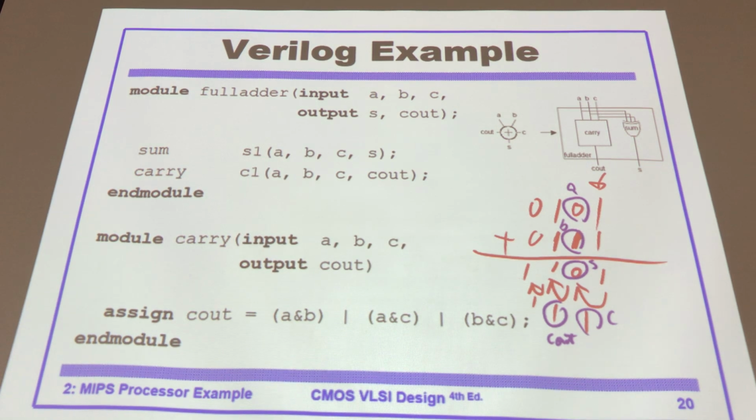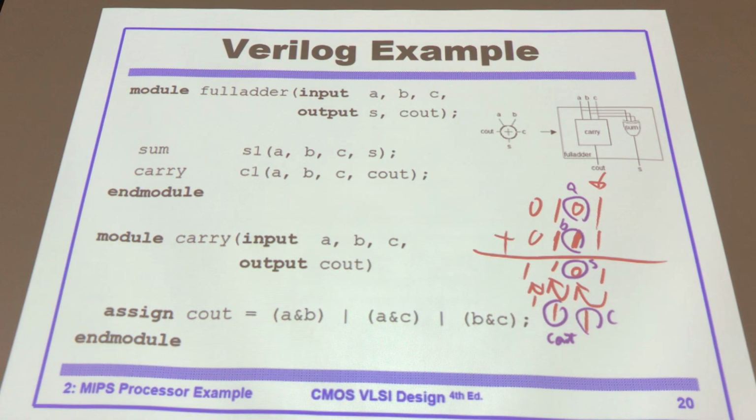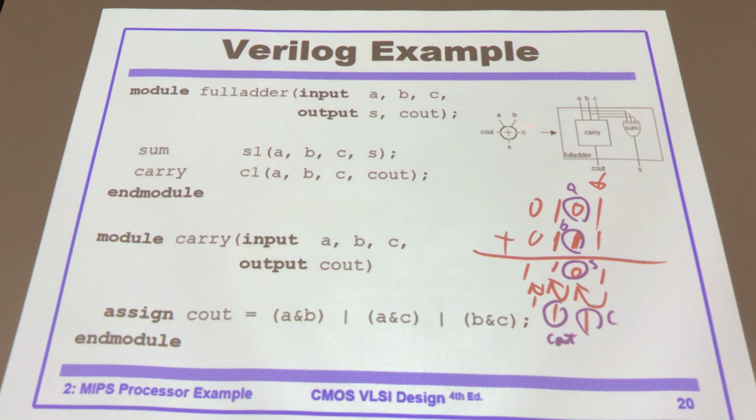Just like C, module is like a function or procedure. The keyword module, adder, is the name for this circuit. And the parentheses hold the list of parameters, the list of inputs and outputs. So input signals A, B, C, each variable 1 bit, and outputs S for sum and C out for carry out. 3 inputs and 2 outputs. Then we try to design that full adder.